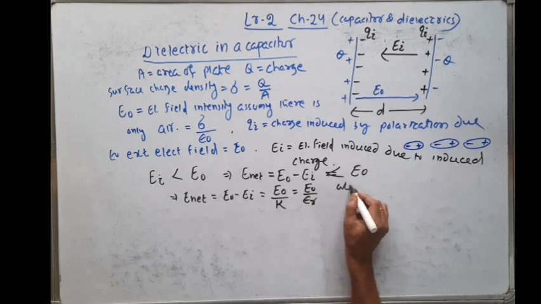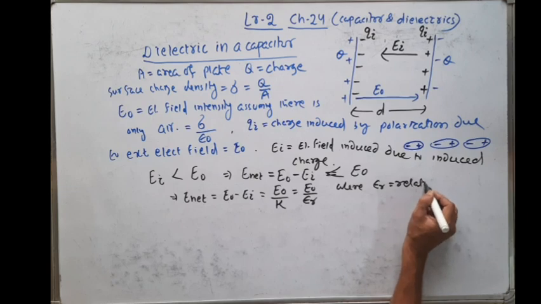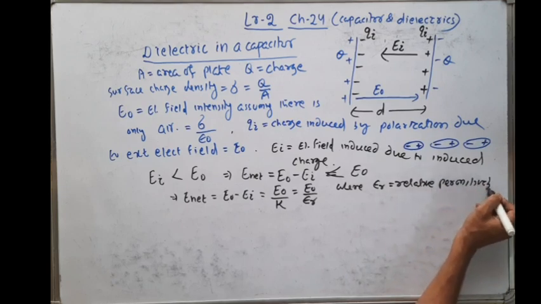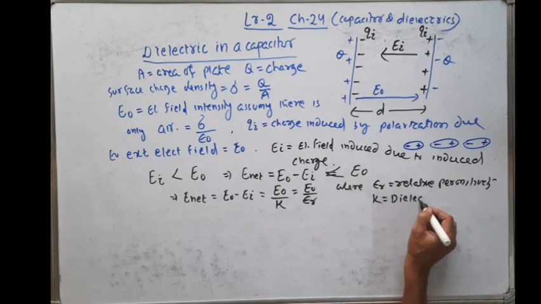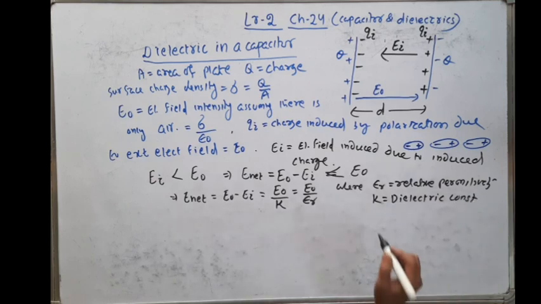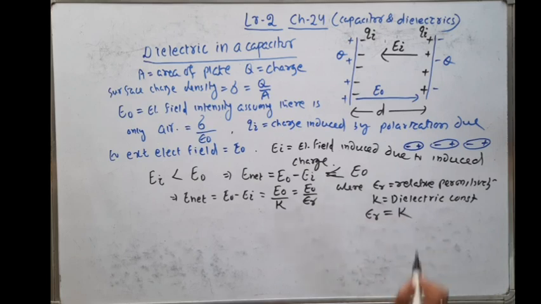So here, what is epsilon r? Epsilon r is called the relative permittivity of the medium. And what is K? K is called the dielectric constant of the dielectric medium. And generally, epsilon r magnitude and K magnitude both are the same. So epsilon r is equal to K.